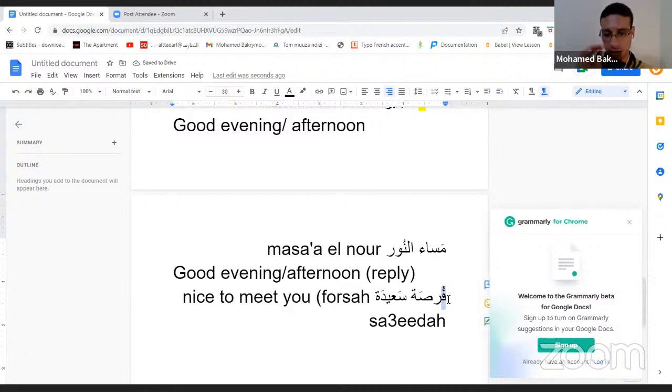So this is Dhamma, this short character above the fa is O. It means like فرصة, and here سعيدة. فرصة means opportunity. سعيدة means happy. Literally, it means happy opportunity. But definitely, this is the way to say nice to meet you. And it's fixed, it doesn't change.